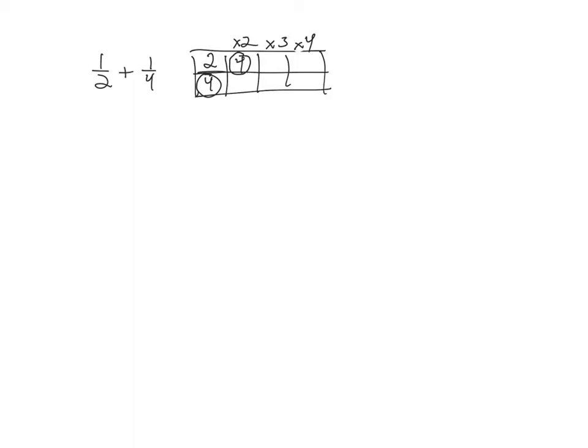So I want both of these fractions to have a 4 on the bottom. And luckily enough, I already have a matching denominator on this one, so nothing changes. But then, how do I get a 2 to become a 4? Well, I just did it. I did times 2. So what you want to do is do times 2 like that. 1 times 2 is 2. 2 times 2 is 4.